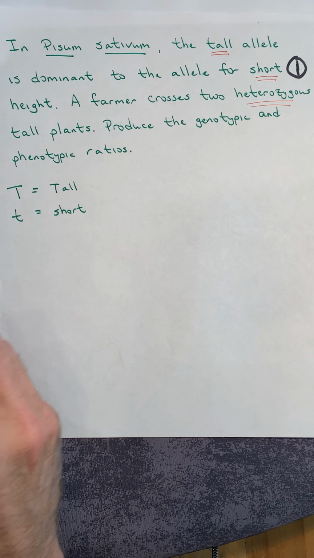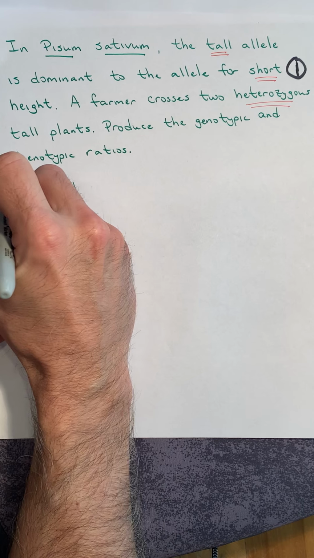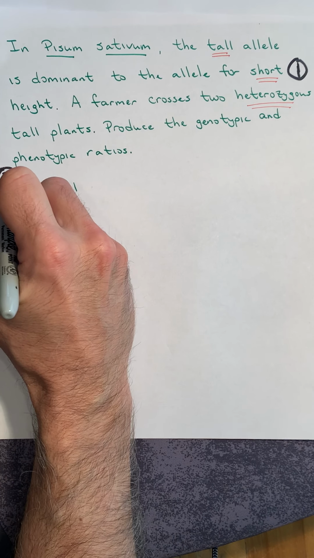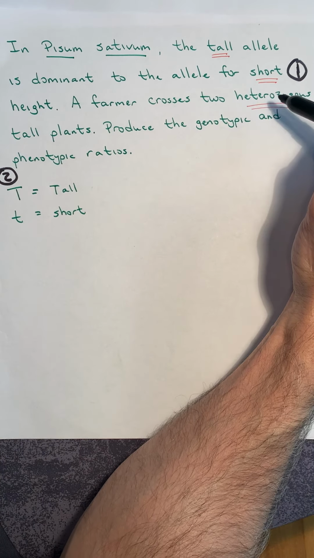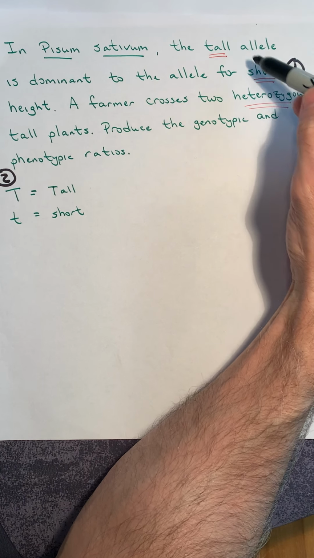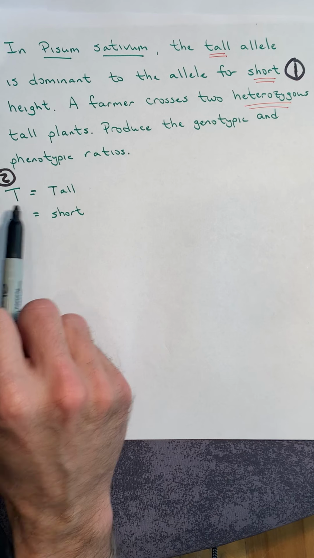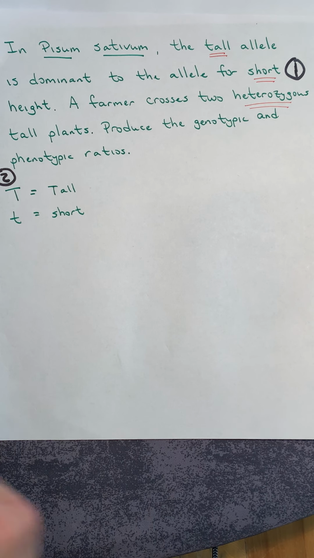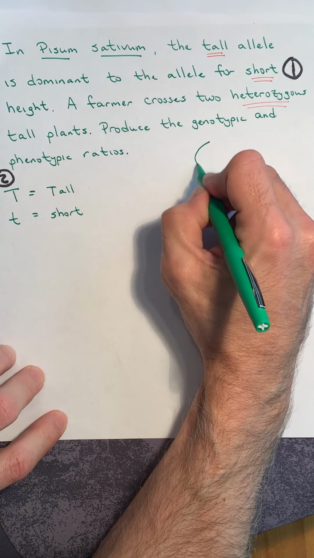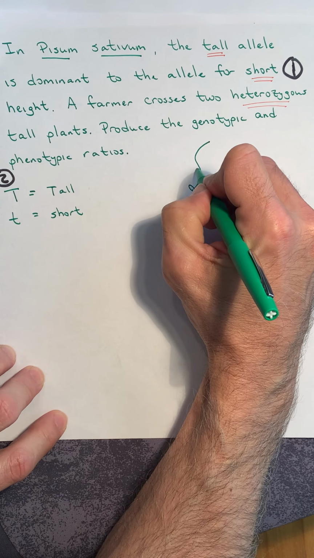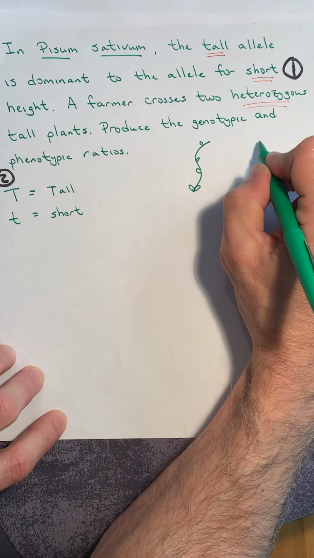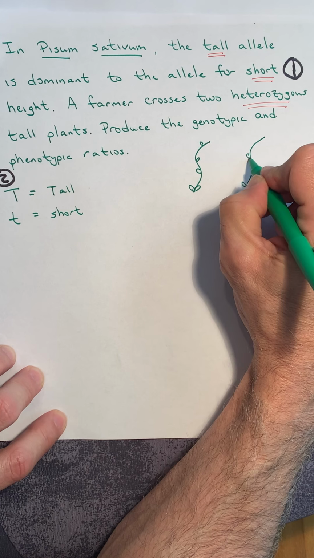This is the second step of doing a genetics problem. The first step is to read the problem and identify what's dominant and what is recessive. The second step is to then take those alleles and define them. Then we draw them out. So draw yourself a picture of a little plant, right? Plant, great. Here's your other plant.